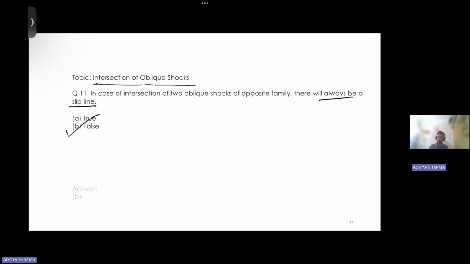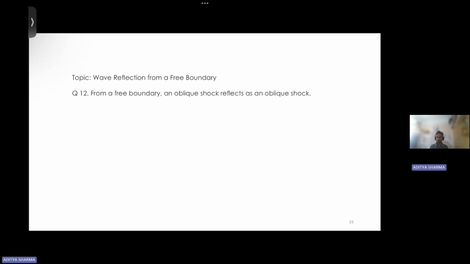So this is our question number 11, B, right? Then there is question number 12, which says wave reflection from a free boundary. Sorry, this is the topic. So the topic is wave reflection from a free boundary. Right? So now whether it's an expansion wave reflecting from a free and not a solid boundary, not a solid wall. So in that case, what happens?